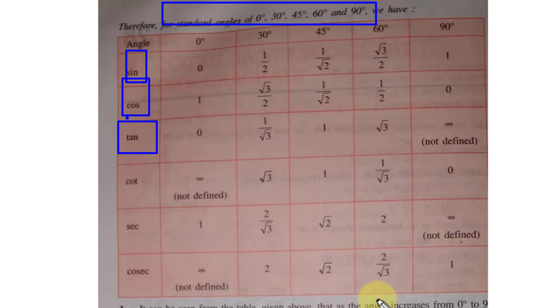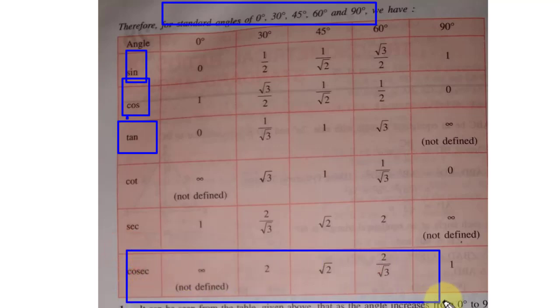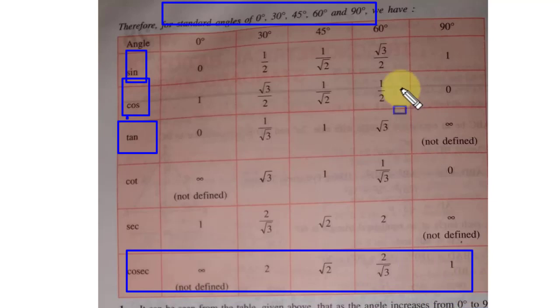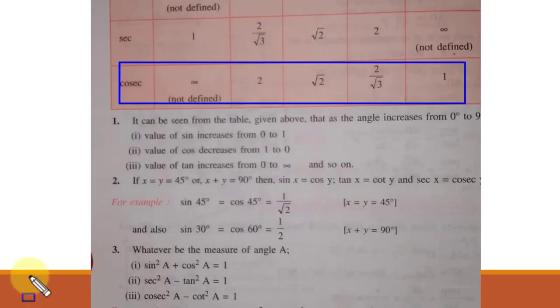So you can see, children, the cosec values are nothing but the reciprocal of the sine values. Similarly, sec is the reciprocal of cos and cot is the reciprocal of tan. So if you know the values of sine, cosine and tangent from 0 to 90 degrees, you can easily find out the values of cot, sec and cosec also, by just taking the reciprocal. Clear, children?